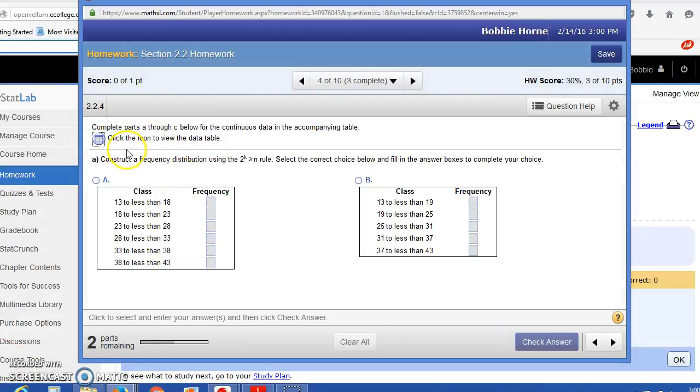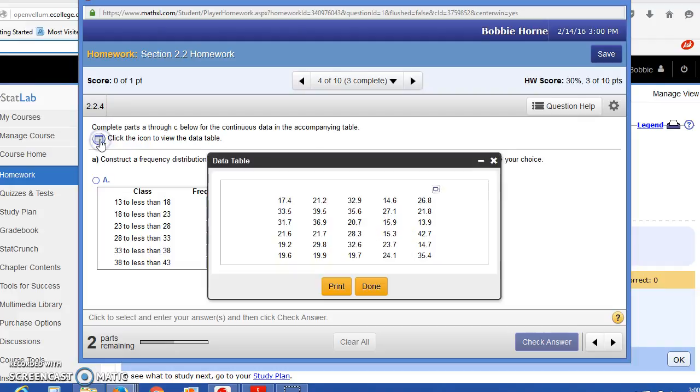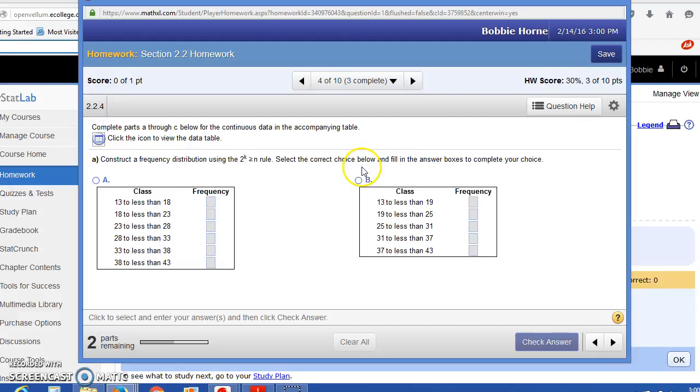Okay, so what if you have a lot of data and you don't want to calculate the frequency? There is a way in this MyStatLab to go to StatCrunch, and it will help you calculate when you have a lot of numbers. So here we have 1, 2, 3, 4, 5, 6, 12, 18, 24. We have 30 numbers, which means that our class size would have to be 2 to the 5th, which is 32. So we need 5 classes, 1, 2, 3, 4, 5. So the answer would have to be B.